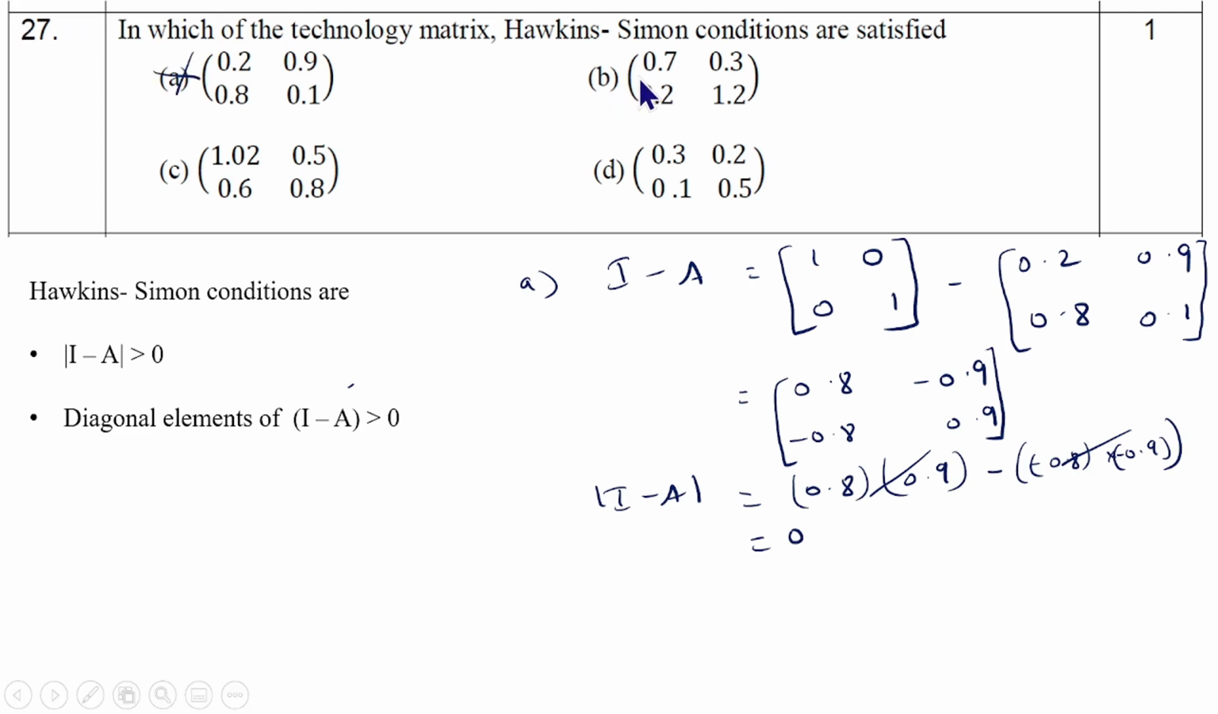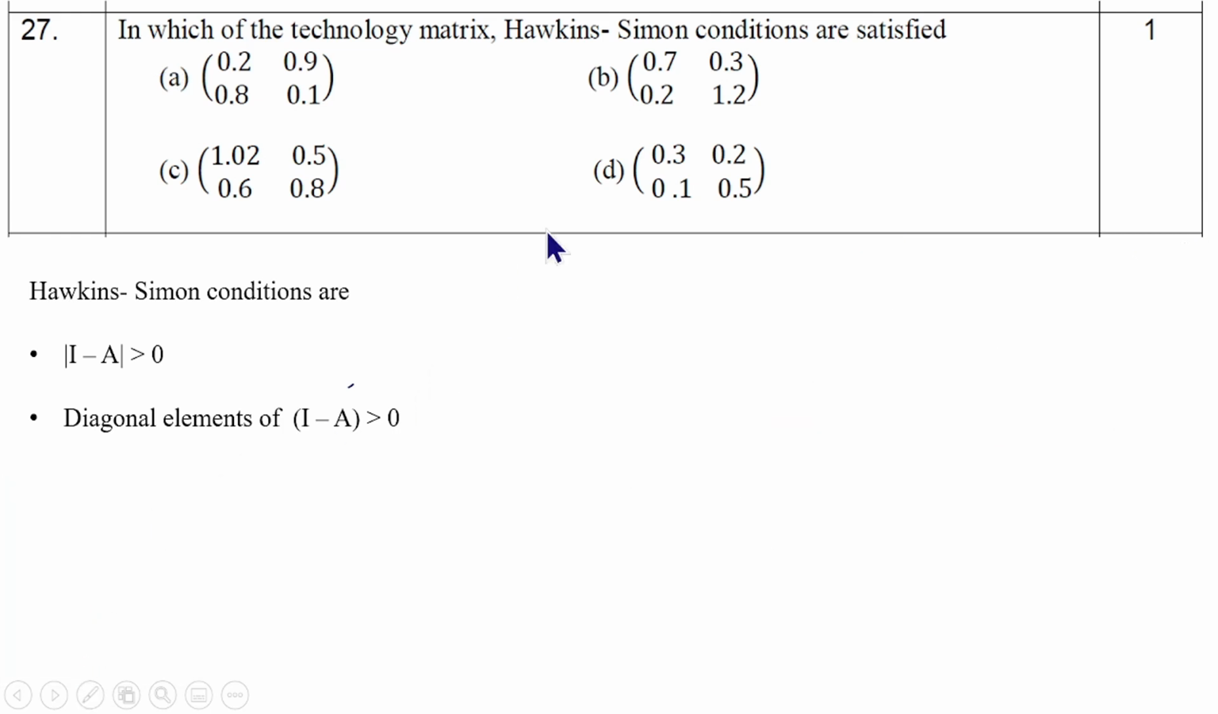So if we consider B, here if we take I minus A, here this term will be 1 minus 1 by 2, which is negative. It means the diagonal elements are not greater than 0. So we will not get B also. So if we consider option C, I minus A will be 1, 0, 0, 1 minus 0.7, 0.3, 0.2, 1.2.